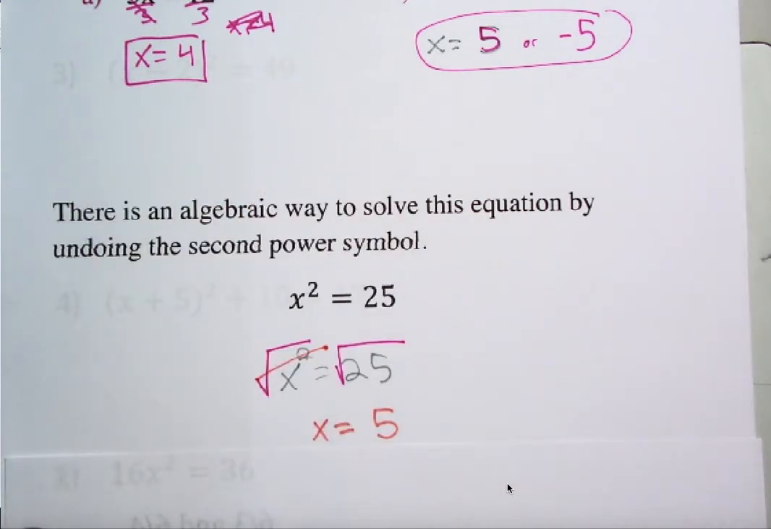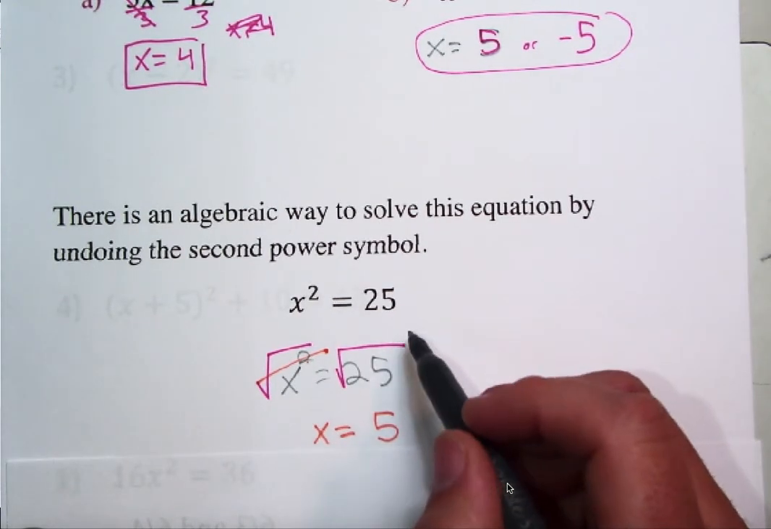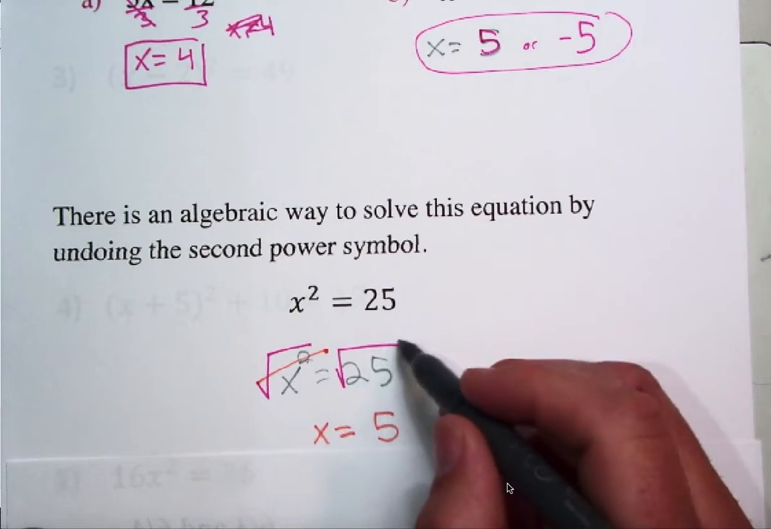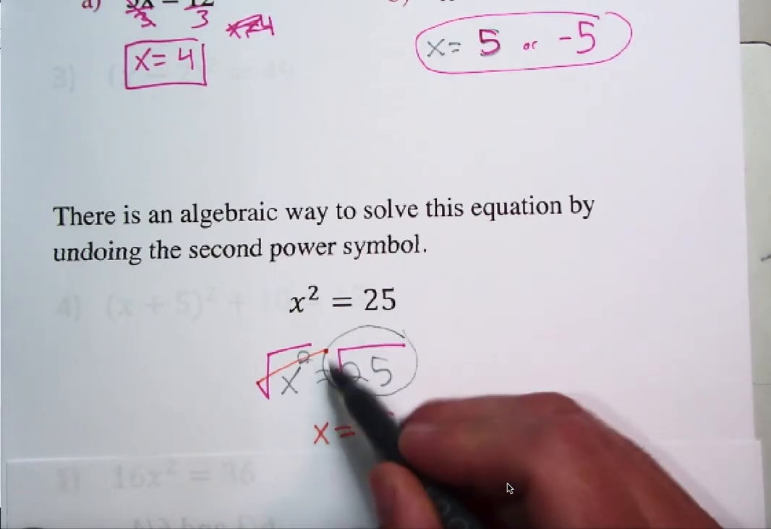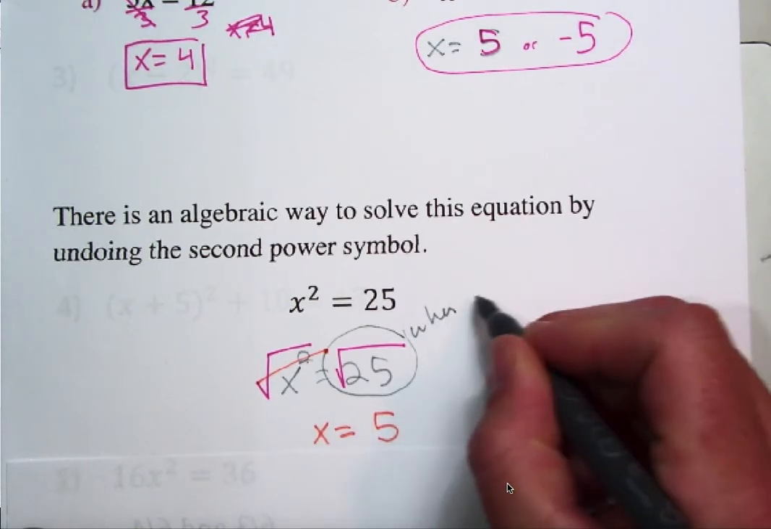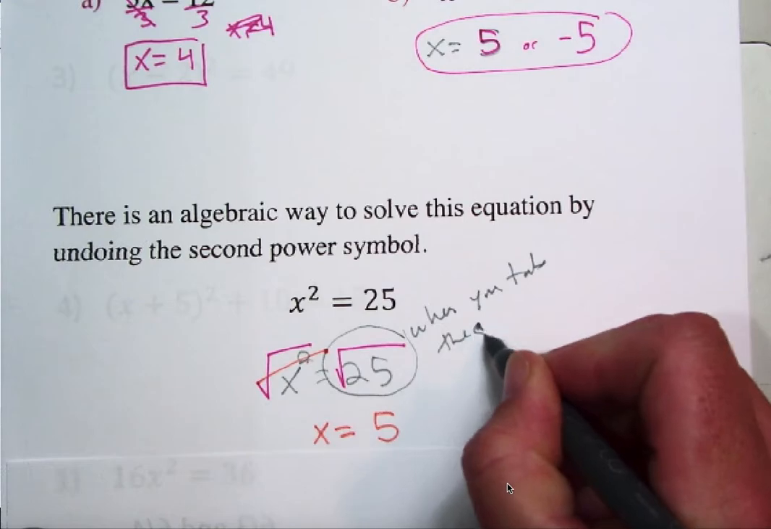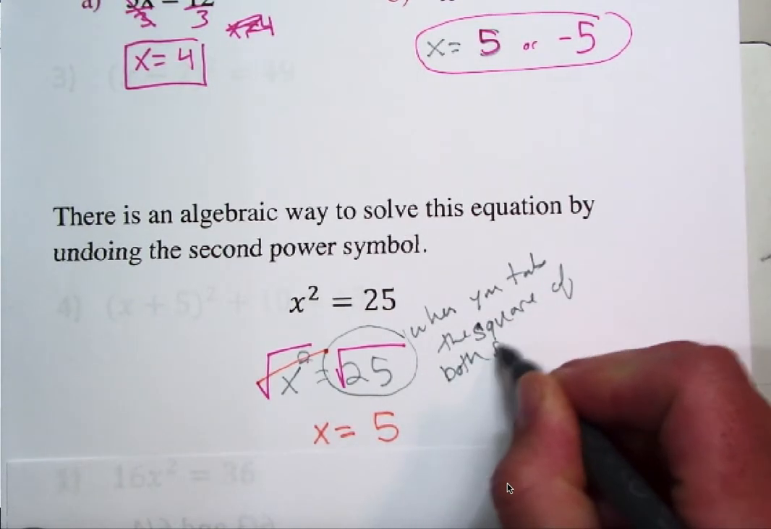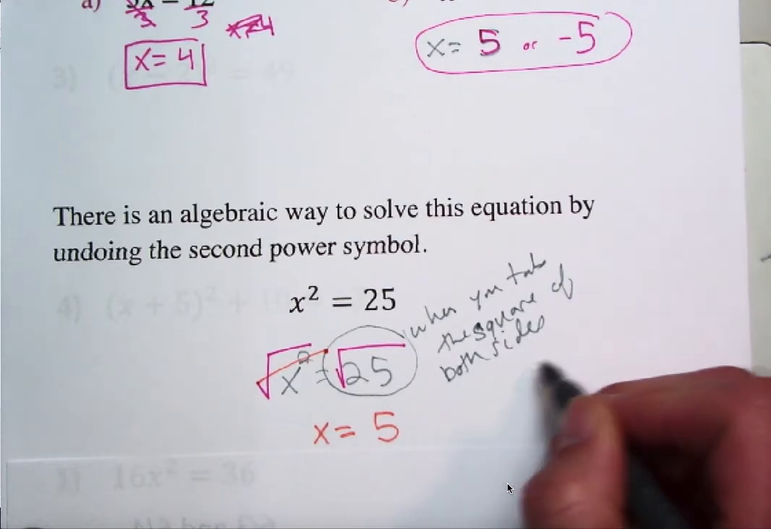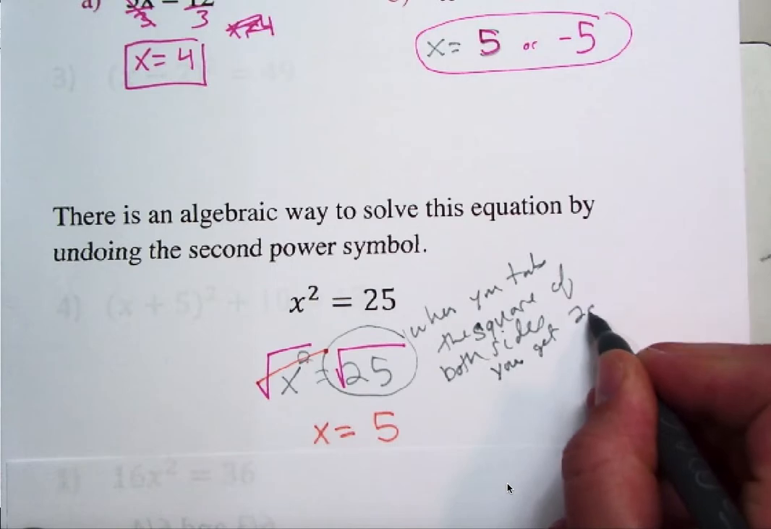So here's the new thing. And this is why we haven't showed you up until this point. Maybe in 8th grade, teachers might have taught you earlier, maybe just if you had extra time. But when you take the square root of both sides, you get two answers.